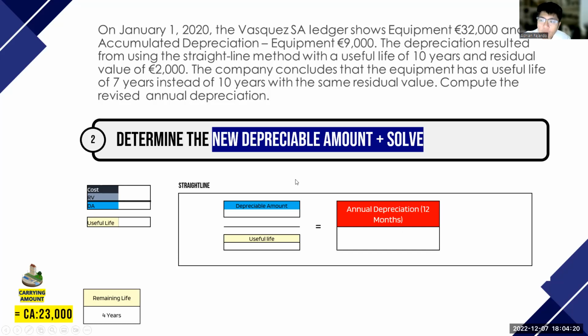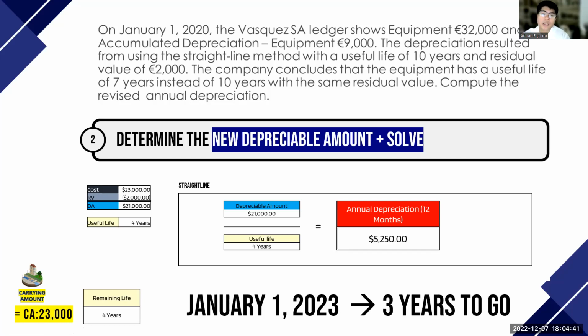So now, when you solve for the new annual depreciation, that would be 23,000, which is the carrying amount. Our residual value is still 2,000. So now our depreciable amount is 21,000 and our useful life is 4 years. So 21,000 divided by 4 is 5,250. Right now is January 1, 2023 because 3 years have passed, right? 2020, 2021, 2022. So 2023 na ngayon, January 1, 2023.